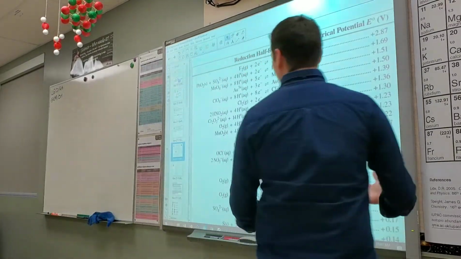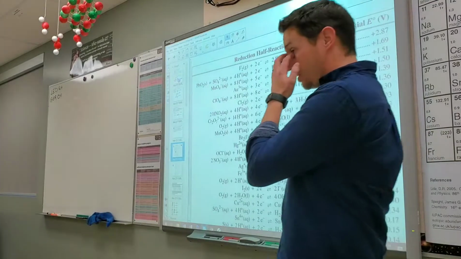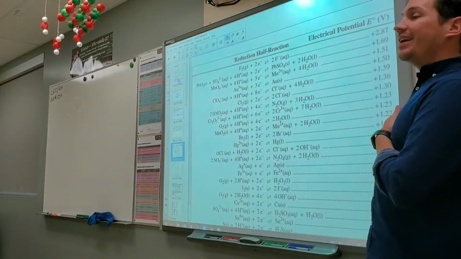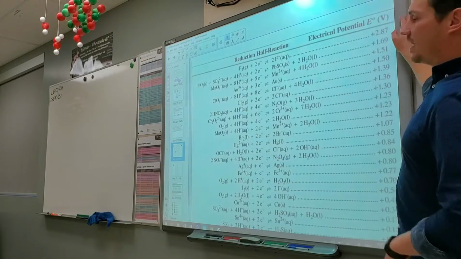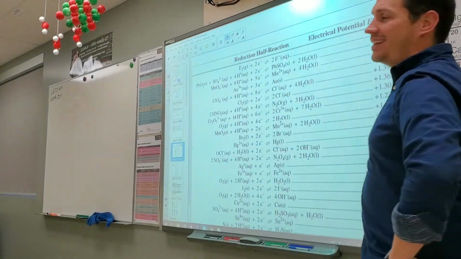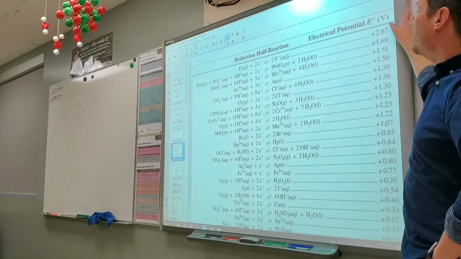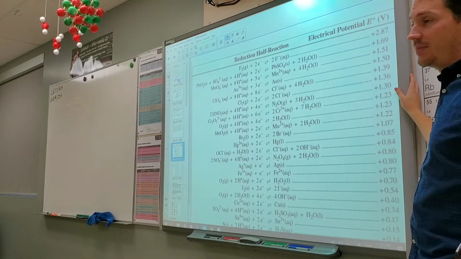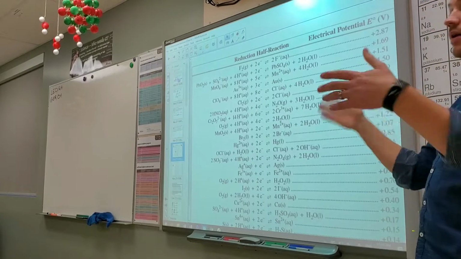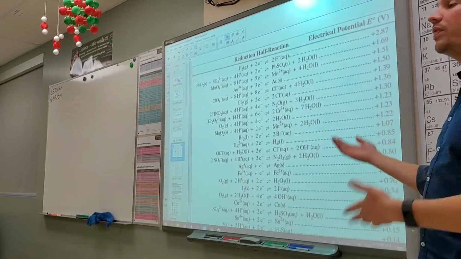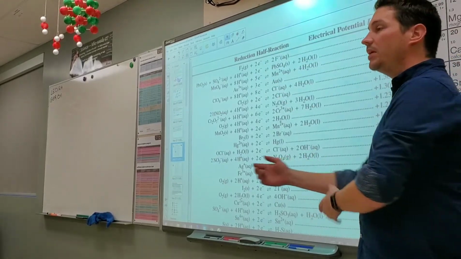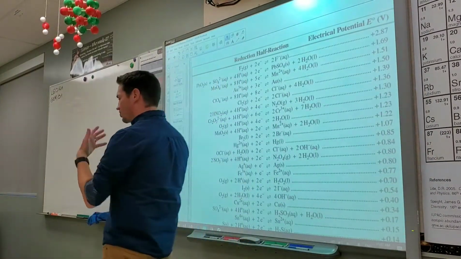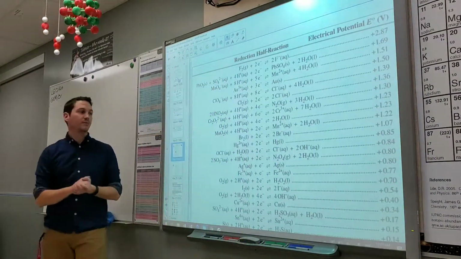So this is our table of half reactions, right? In here it has something to do with electron potential, but we're going to talk about that in the next chapter. This is how you would figure out the voltage of a battery or something like that. So we could have two half reactions, and we could figure out what the voltage for that battery could be, and we could predict whether a battery would be strong enough to do something or not do something.